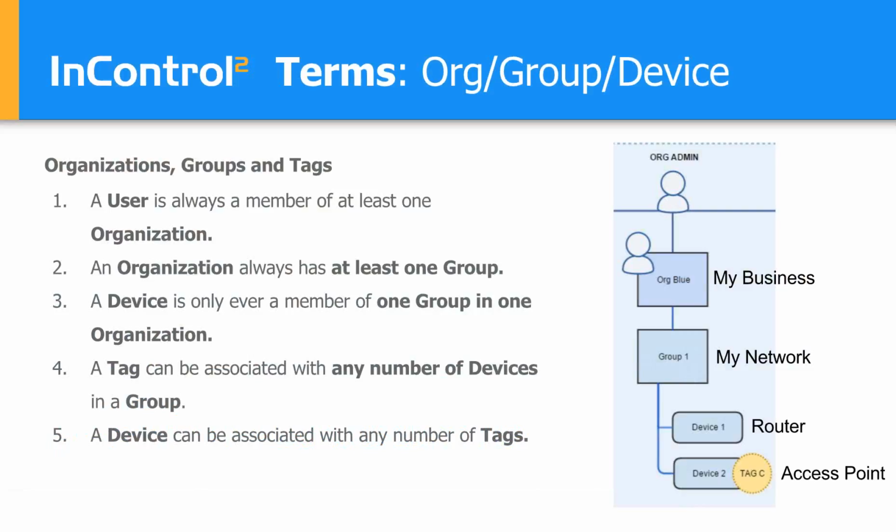You can't double dip. Now, a tag can be associated with any number of devices within a group. And a Peplink device can be associated with any number of tags. Think of it as a way to subgroup within one of these IC2 groups even further.